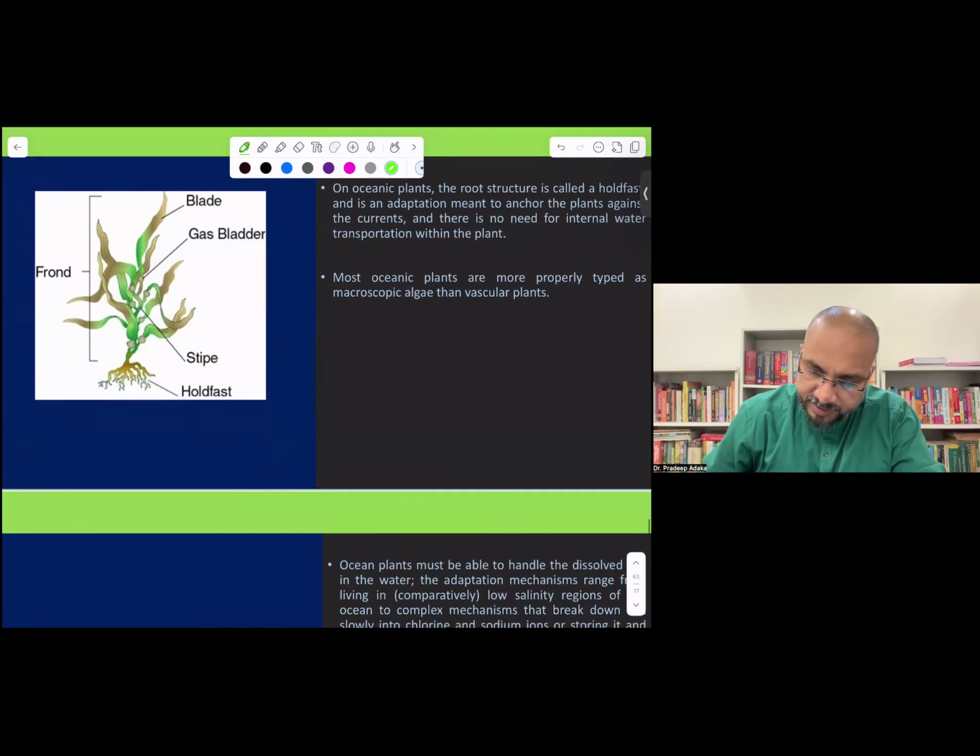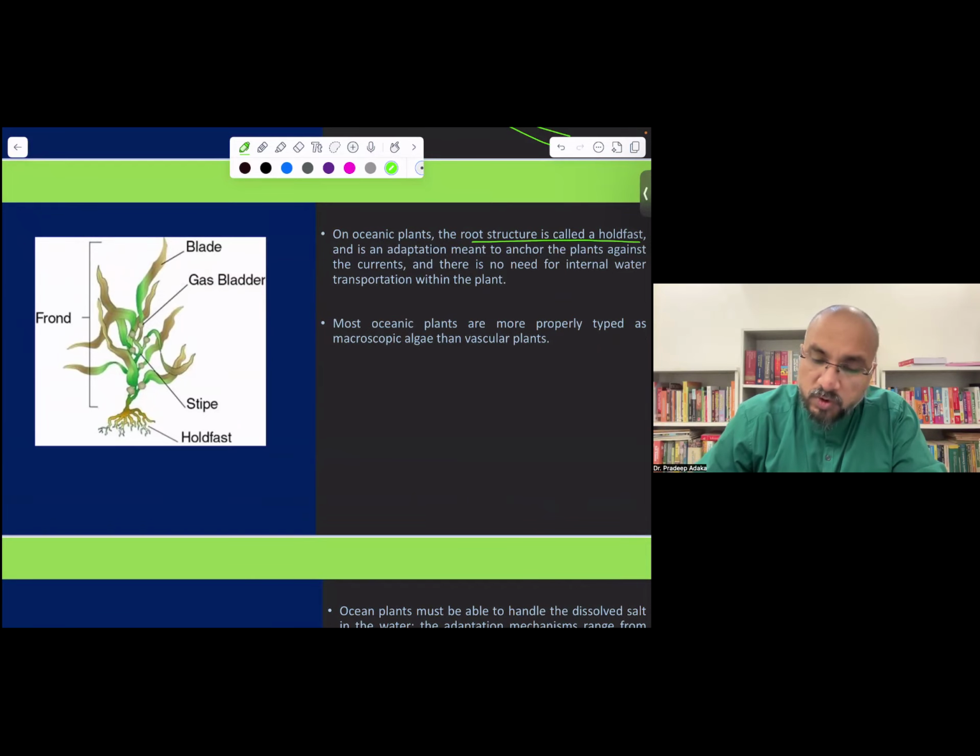Now, on the ocean plants, the root structure is called a holdfast. The root-like structure is called a holdfast. It is meant to anchor the plants against the currents.